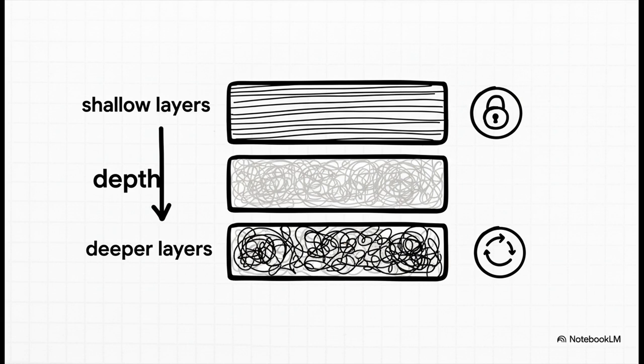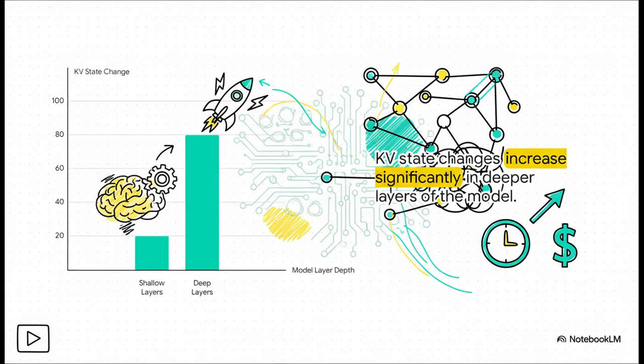So, recomputing those stable, shallow layers over and over again, yep, another huge source of waste. And this chart just shows it perfectly. Look at the changes in the shallow layers. They're minimal, right? They've pretty much settled down. But now look at the deep layers. That is where all the computational action is. The model was wasting most of its time and energy recalculating the parts that weren't even changing anymore.